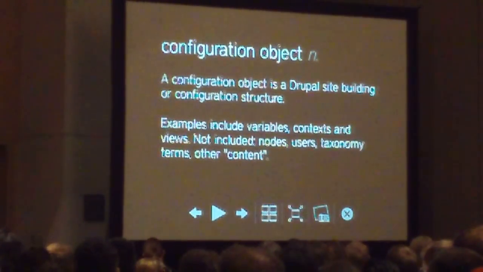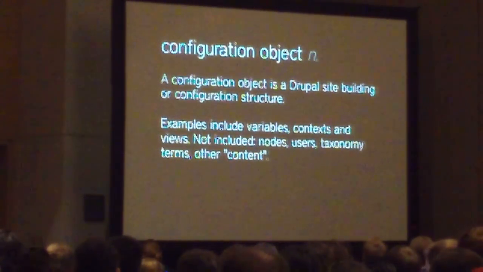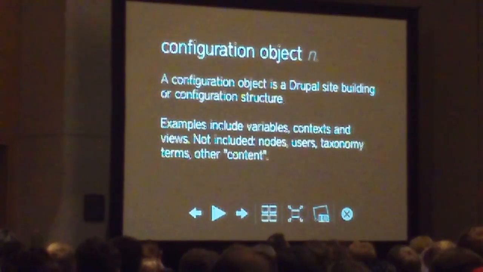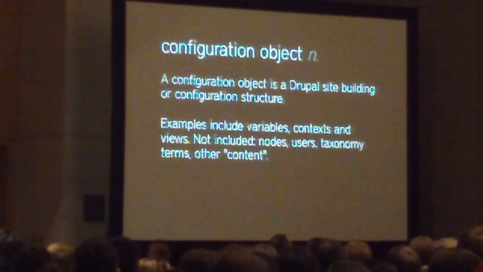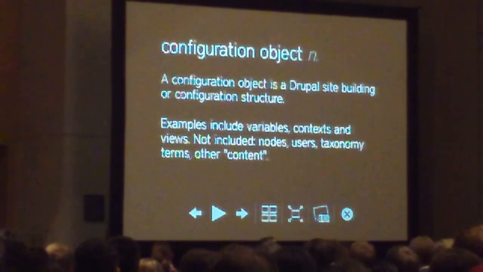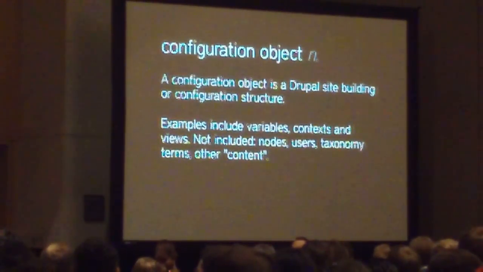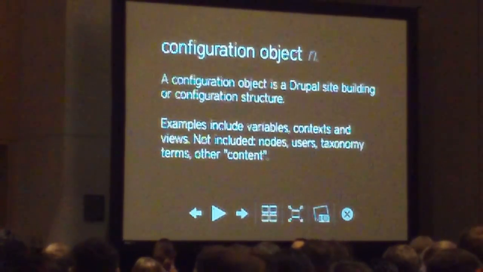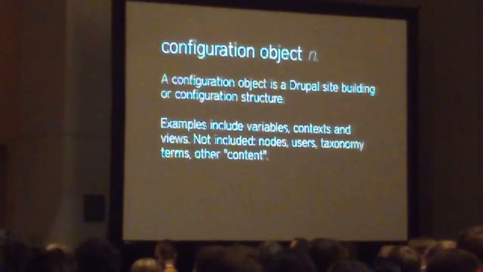A configuration object is some object in a Drupal site that's used for site building or configuration. That's things like variables, context, views, and so on. It does not include content, so things like nodes, users, taxonomy, and other entities are not considered configuration objects to Spaces.